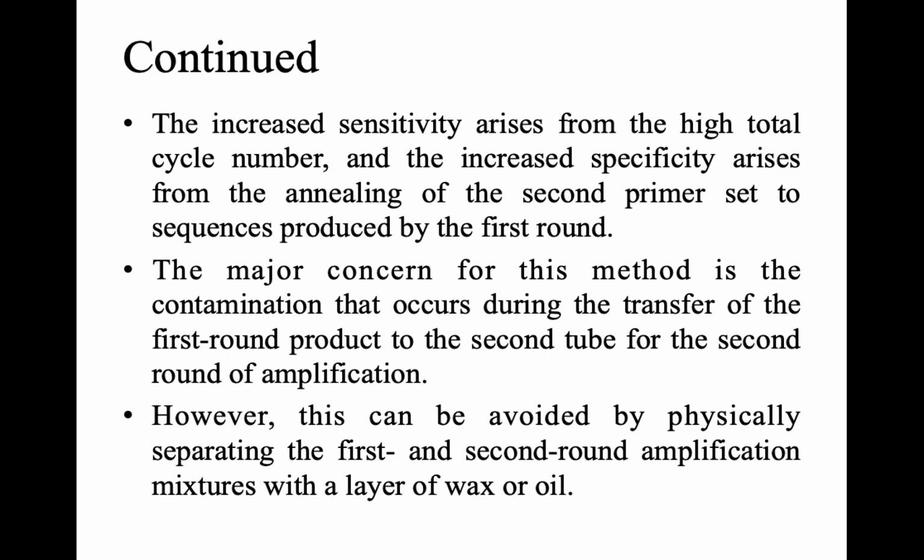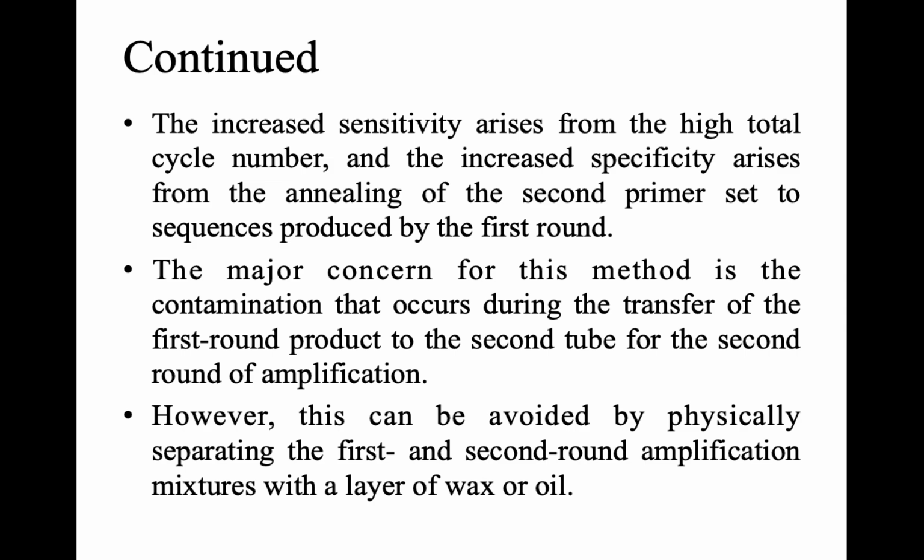This is because in this case we use two sets of primer pairs, so in the second round of the PCR, the second set of primers bind to the amplified product produced in the first round and produce the final amplicon or the PCR product. Due to this, the specificity is increased in the nested PCR.